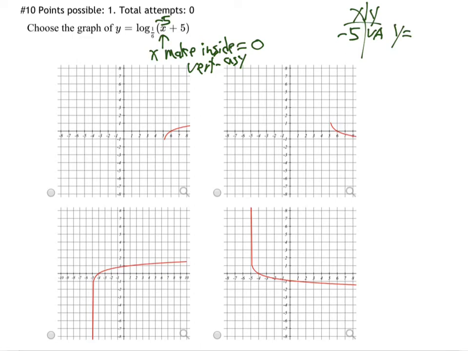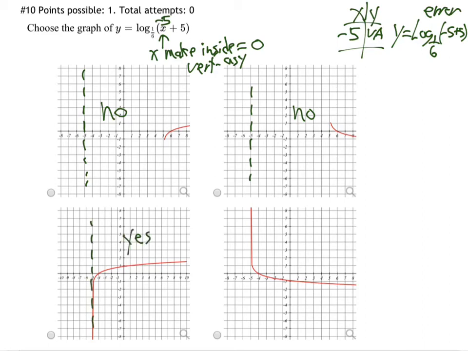It'll just tell you y equals log 1/6 of -5 plus 5. That'll be 0. It'll be error, and that's our vertical asymptote. So you got to have vertical asymptote -5. That'd be right back here. That one's therefore a no. Right back here. That one's a no. Back here.